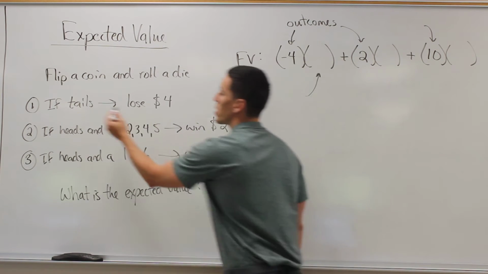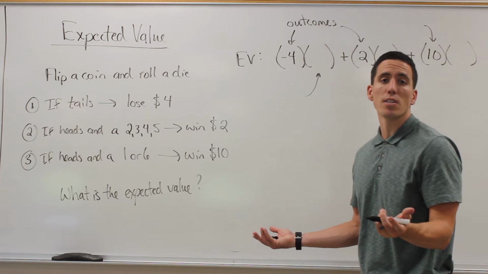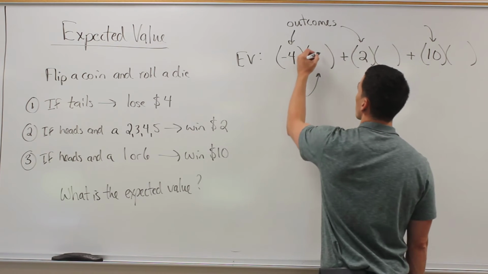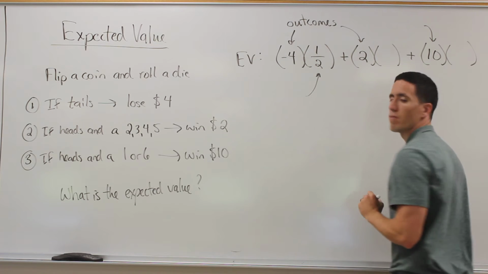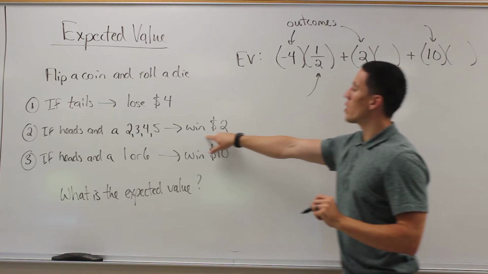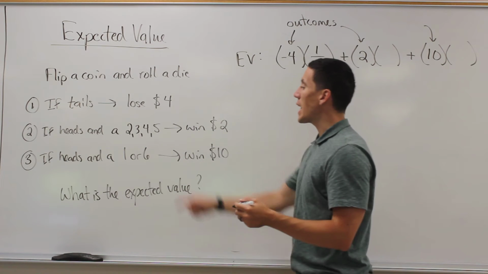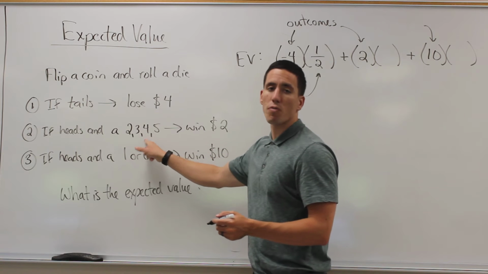Or in other words, what is the probability that when we flip a coin it's tails? In this case, that's a very easy probability to calculate. We can just do it in our head. It's 1/2. Move on to the second one. What's the probability that we win $2? Well, that's the same as saying the probability that you get heads and a 2, 3, 4, 5.